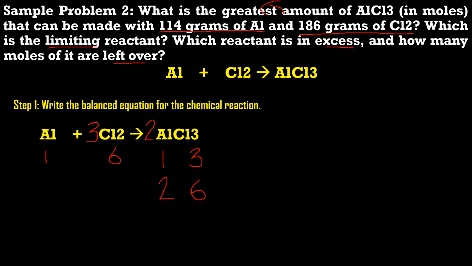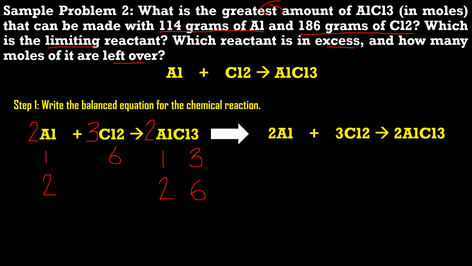And since the product side now has 2 aluminum atoms, for the aluminum under the reactant side, we will place a coefficient of 2 for us to have 2 aluminum. Since it is already balanced, our chemical equation will be 2 aluminum plus 3 chlorine will yield 2 aluminum chloride.